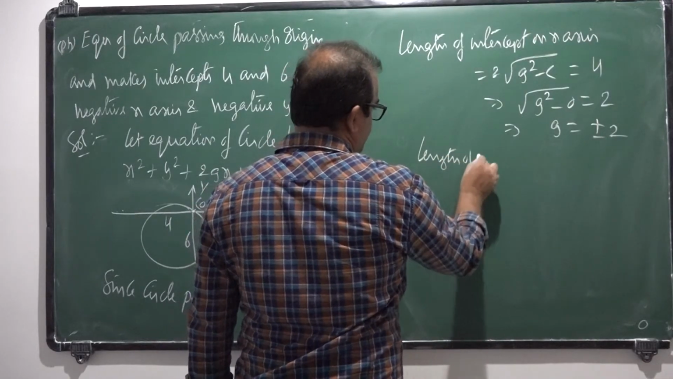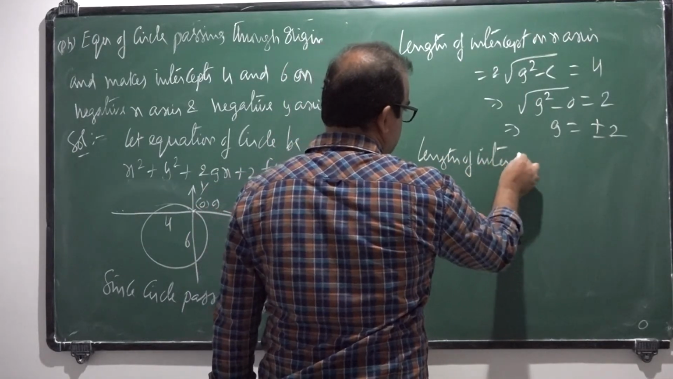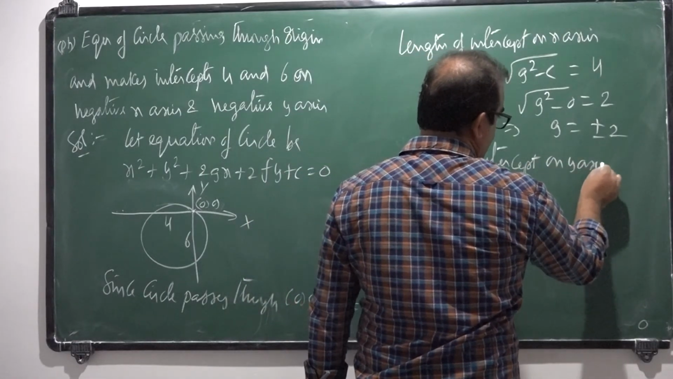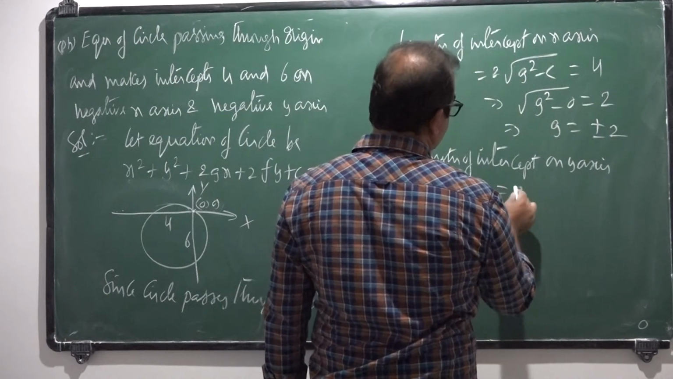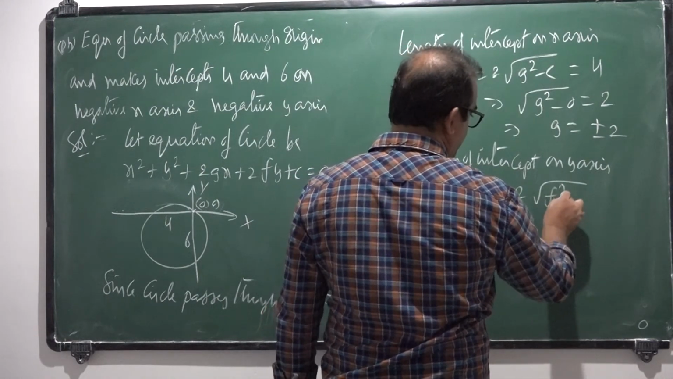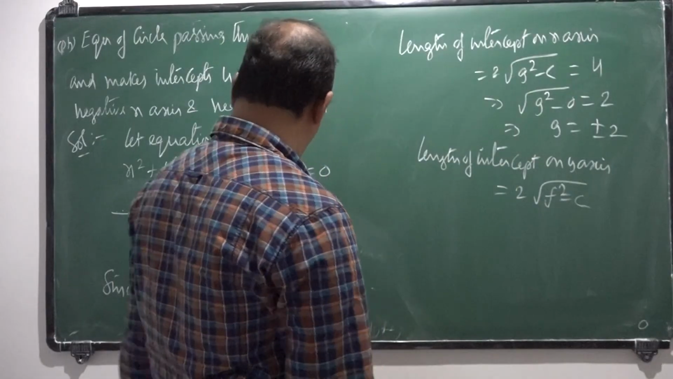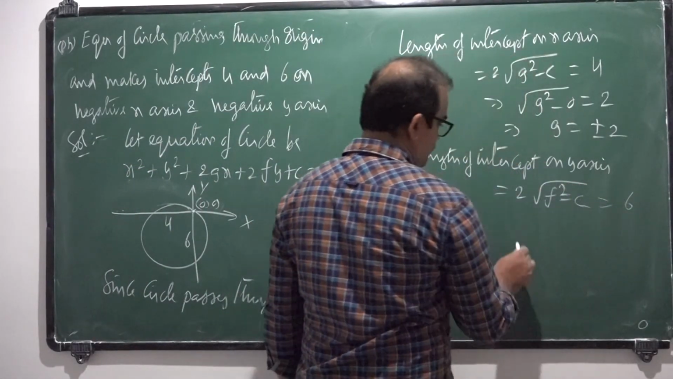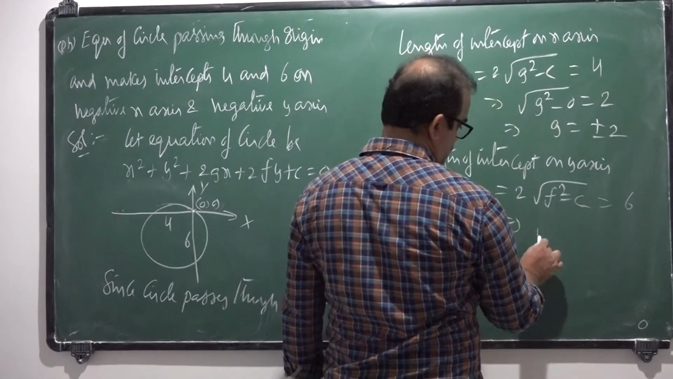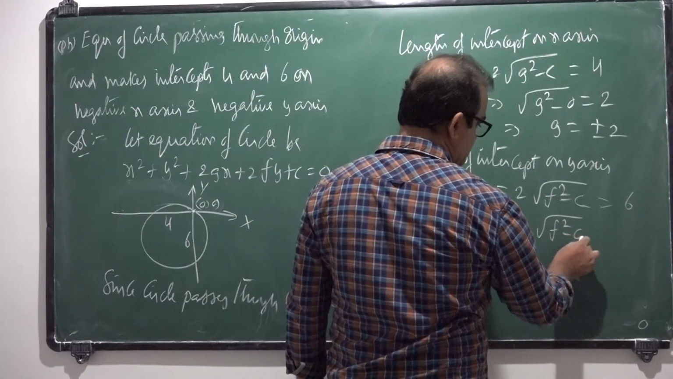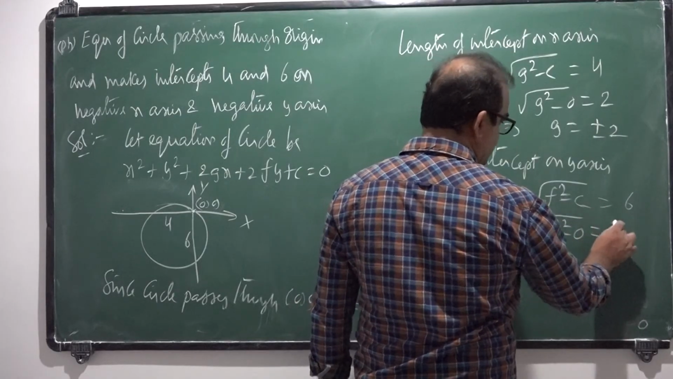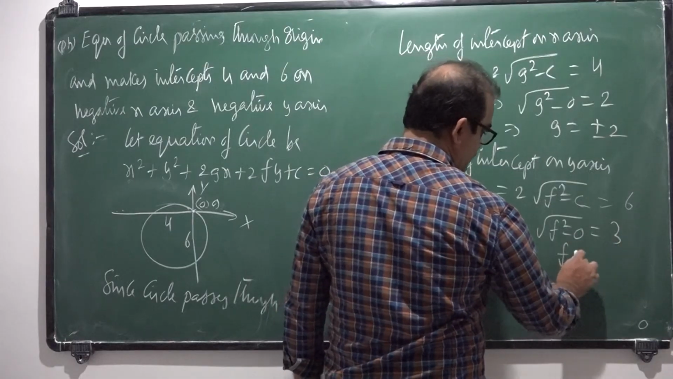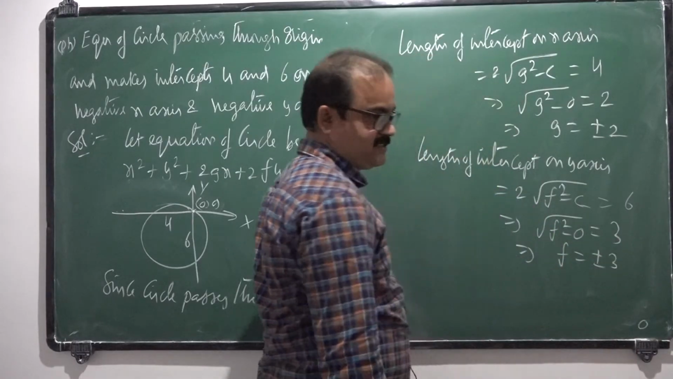Next, length of intercept on y-axis. What is the formula? 2 root of f square minus c. Length of intercept on y-axis is 6. Root of f square minus c, c is 0, is equal to 6 by 2, that is 3. Squaring on both sides, f square is equal to 9, f is equal to plus or minus 3.